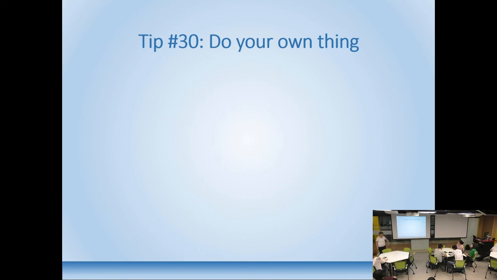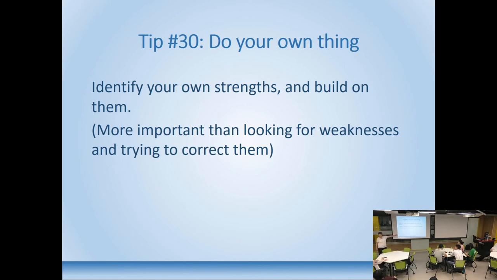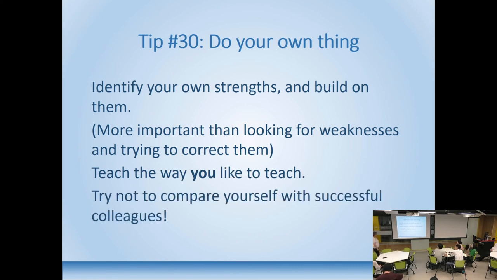Last tip, except I've got some bonuses if you want them, but we'll start with, tip 30 is do your own thing. Identify your strengths and build on them. Much more important than looking for what your weakness is and trying to correct them. I may not be able to do something which my colleague does really, really well. I'm not going to punish myself because I can't do it. I'm going to look at things which I know how to do well and try and do them even better. So this is tip 30. Please take note. Teach the way you like to teach. And try not to compare yourselves with successful colleagues.